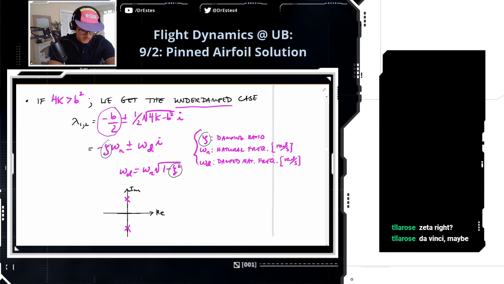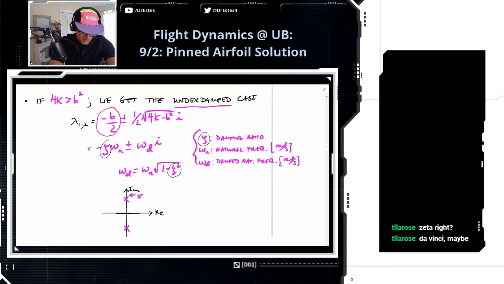If you can see from the roots, if b is 0, then we would end up with purely imaginary roots. But as we increase beta, these two roots kind of move around like this. So that's increasing beta. Or b. Why am I calling it beta? It's just a b.